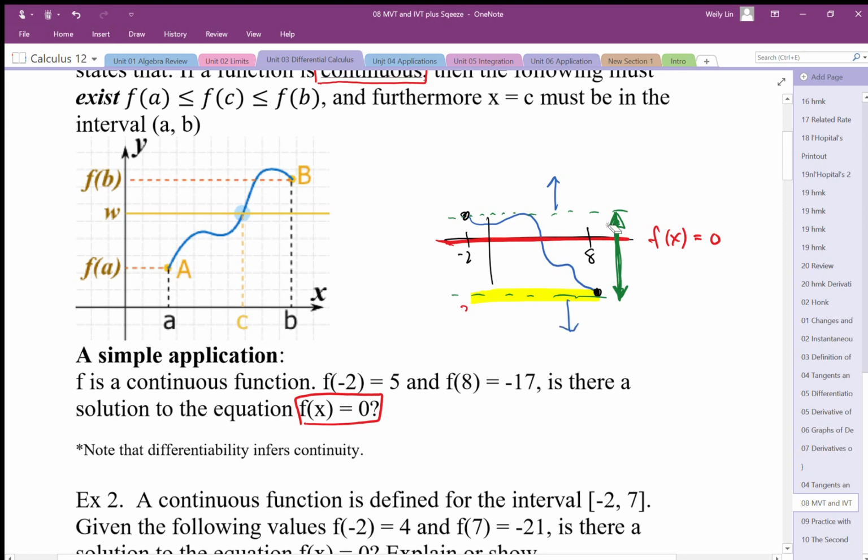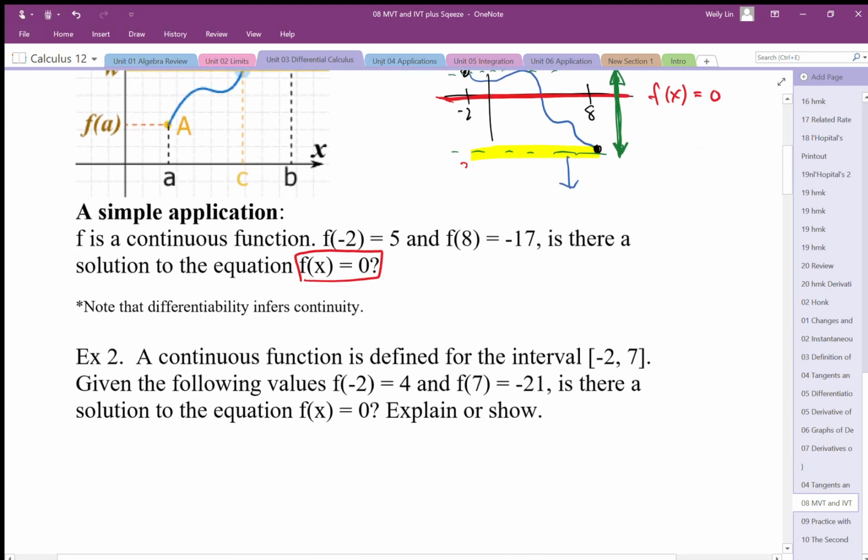But between these two lines, between these two y coordinates, between these two f of x values here and here, we know that all these f of x values in between must exist, and furthermore, they must exist inside this x bound. Okay, so that's what the intermediate value theorem is.